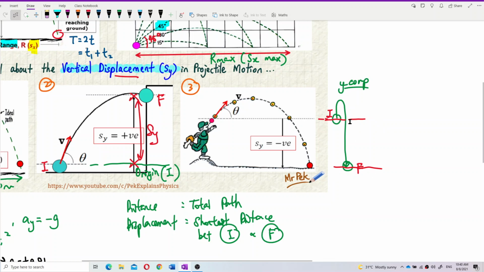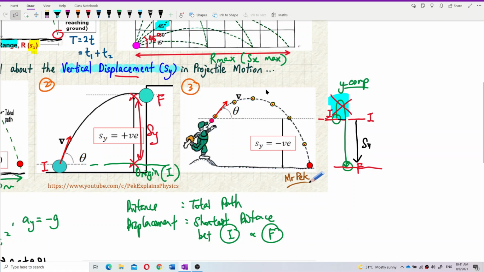So what's the vertical displacement? Do we consider this part? No. If we consider the whole path going up and going down, that's the total path taken. That's distance, not displacement. So when talking about vertical displacement, we don't consider this part. We only consider the initial level and final level. So we only take the shortest distance going from initial to final, which is this part over here.